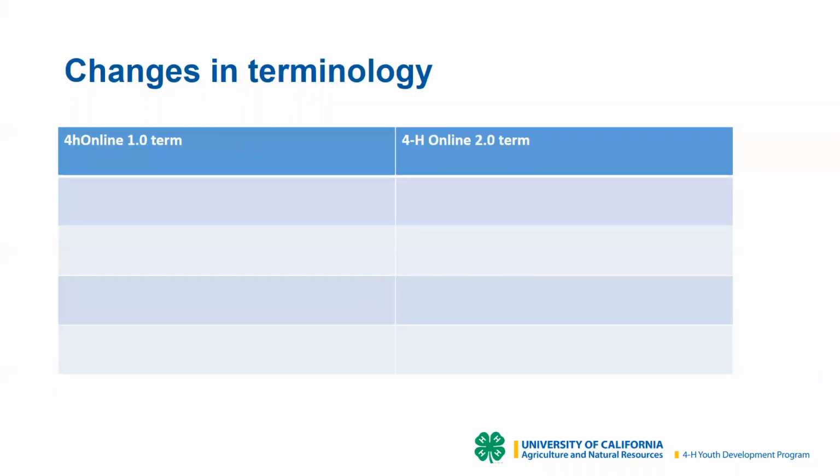Now that we've gone over some of the new terminology, we will next look at some of the changes in terminology in the enrollment system. State administrator is now system manager. The system manager role is responsible for setting up the system and is the primary support contact for the institution.